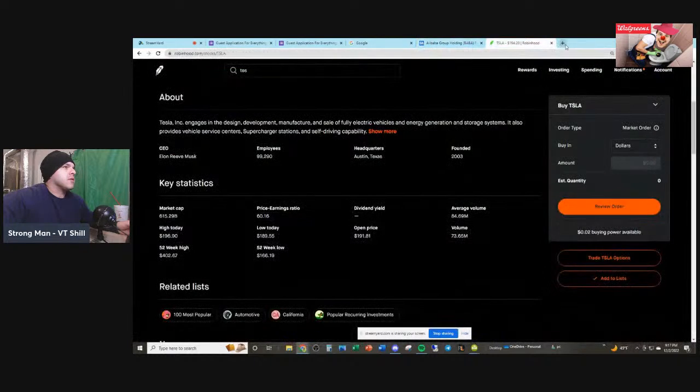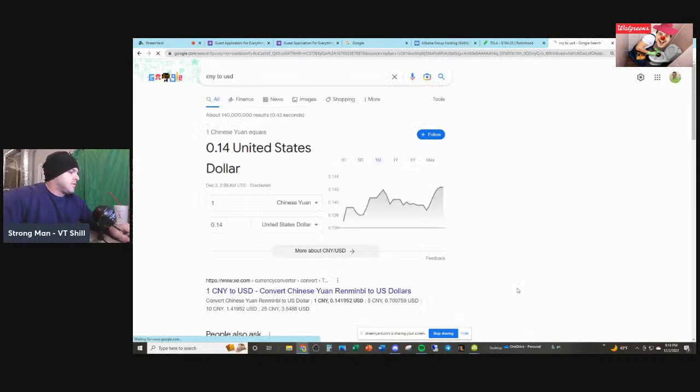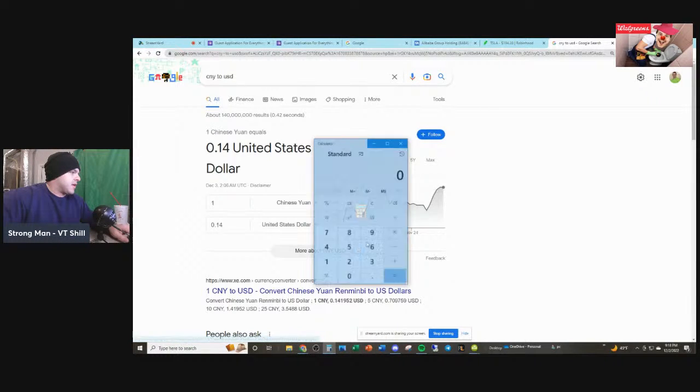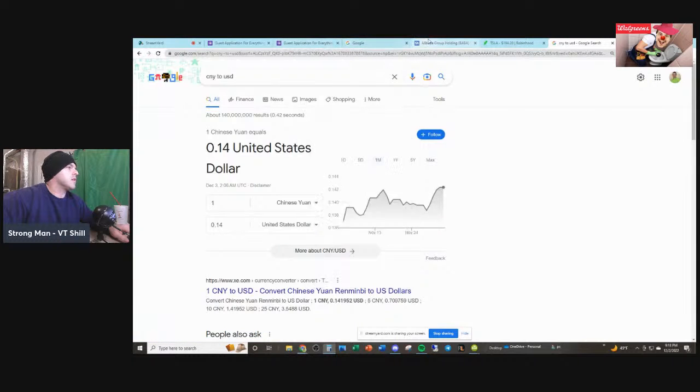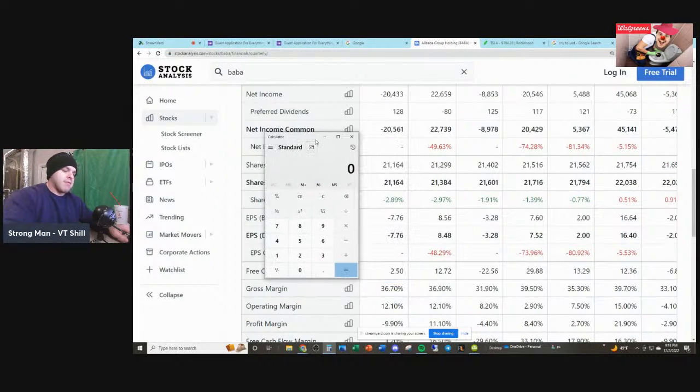What is the conversion rate? Hold on a second. CNY to USD. So that number would have to be multiplied by 0.14. Let's do that again real quick. I hate the Chinese currency. I don't know why they can't have everything in dollars on here. Plus 8.56 minus 3.28, plus 7.6, times 0.14. Okay.